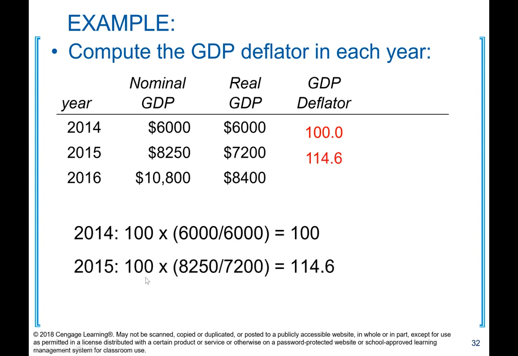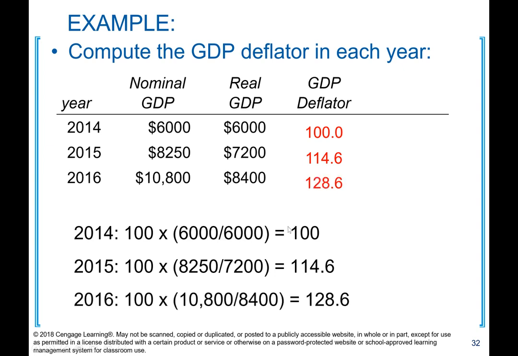For year 2015, it is nominal GDP 8,250 divided by real GDP 7,200, multiplied by 100, and you get 114.6. And for year 2016, the GDP deflator is 10,800 divided by 8,400, multiplied by 100, and you get 128.6. And this is what we use to calculate the price changes or the inflation rate.